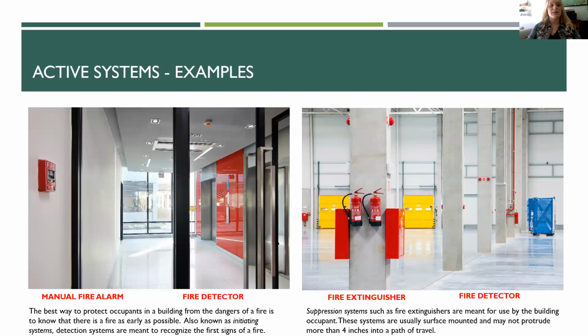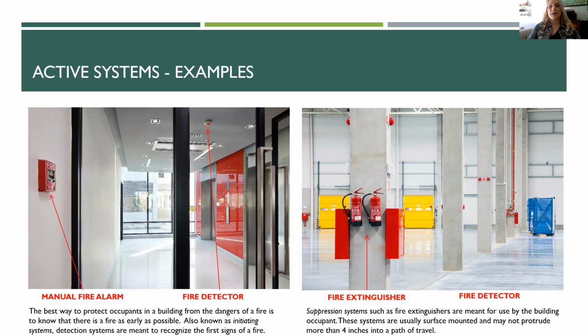Really the best way to protect occupants in a building from the dangers of a fire is to know that there is a fire as early as possible. Also known as initiating systems, detection systems are meant to recognize the first signs of a fire. First example is shown here, which is on your left, a manual fire alarm. That's usually the first instance where somebody will help the occupants realize that there's some type of danger happening in the building. And then you've got your fire detectors, which are up above. These are going to sense the fire and sound an alarm, which again is going to allow the occupants some time to evacuate the building should they need to.